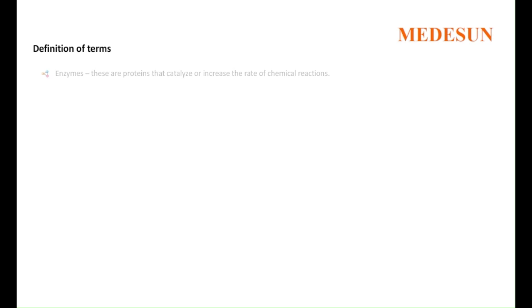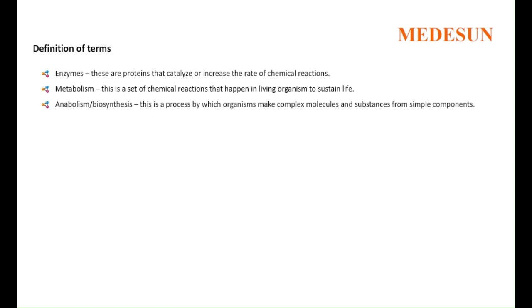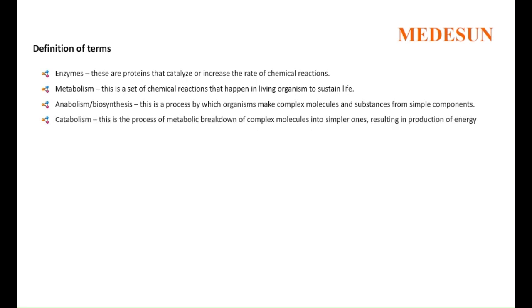Definition of terms. Enzymes. These are proteins that catalyze or increase the rate of chemical reactions. Metabolism. This is a set of chemical reactions that happen in living organisms to sustain life. Anabolism or biosynthesis. This is a process by which organisms make complex molecules and substances from simple components. Catabolism. This is the process of metabolic breakdown of complex molecules into simpler ones, resulting in production of energy.